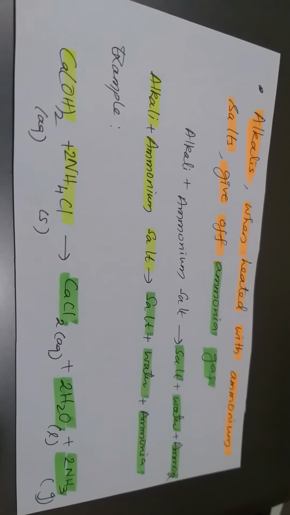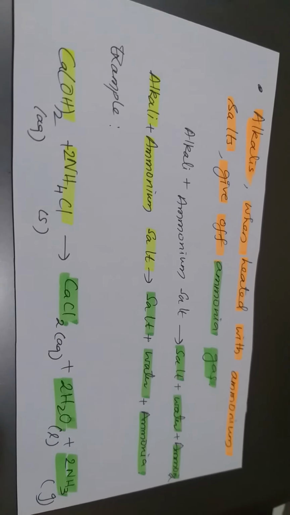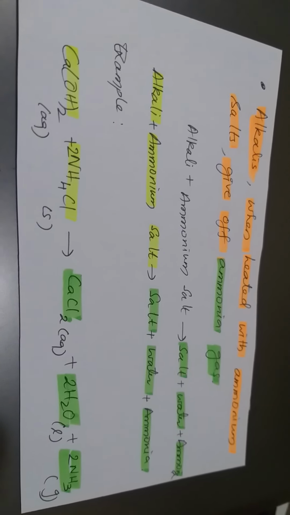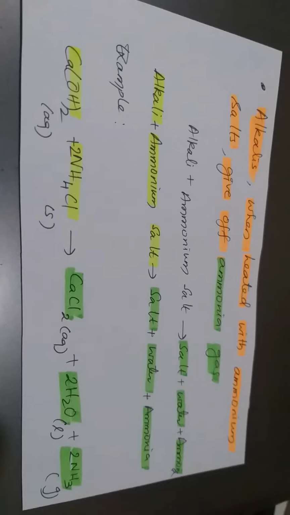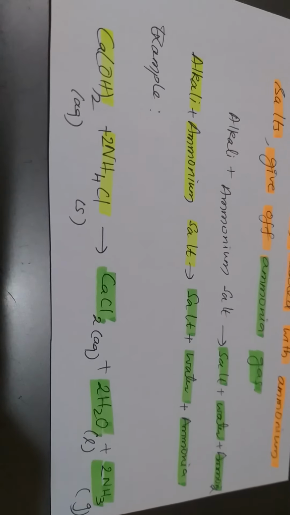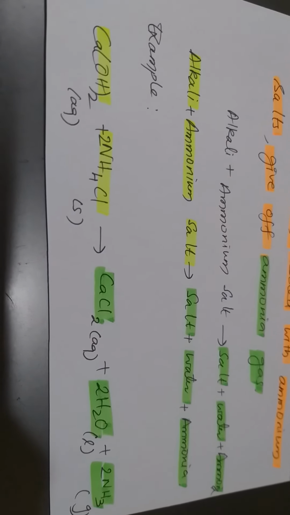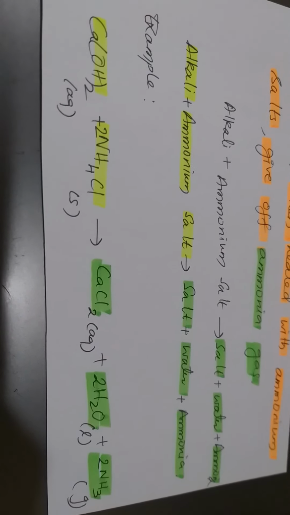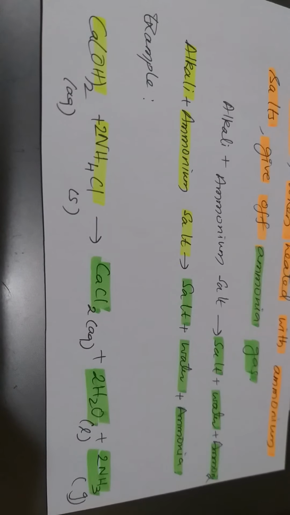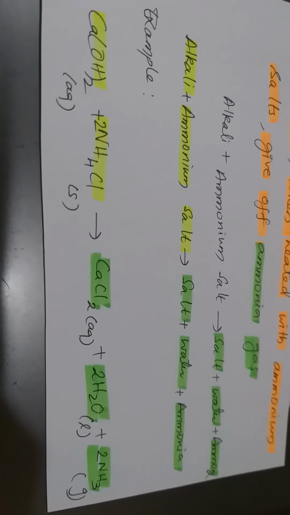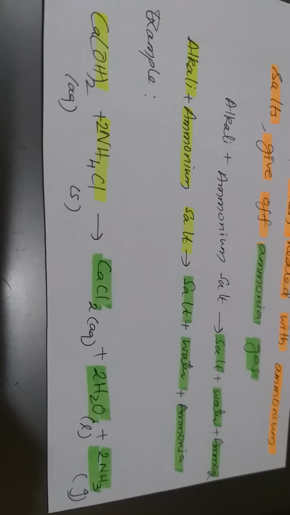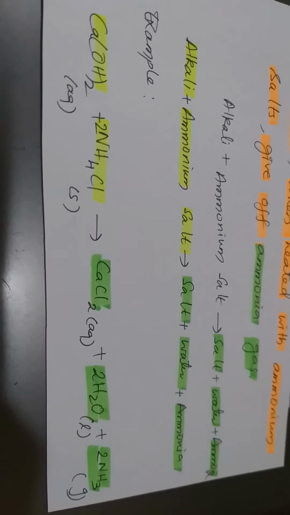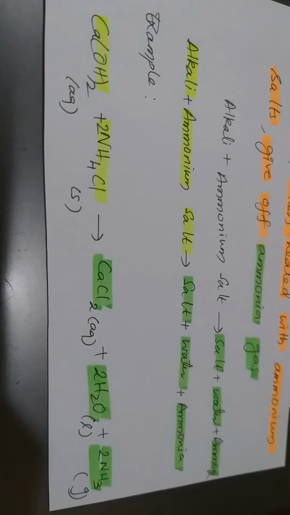The fourth property of alkali. Alkalis, when heated with ammonium salts, give off ammonia gas. If you see the example, calcium hydroxide, it's an alkali. Ammonium chloride is a salt. When these two combine, we get a salt, calcium chloride, water, and ammonia gas. I will give you many examples in some other worksheet after this video.